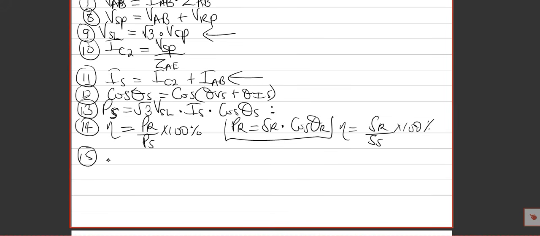Number 15, lastly, percentage regulation. Where you're saying Vs minus Vr over Vr times 100%. So here's your formula. You need to make sure you know how to use it and to use it correctly. So I'm about to do an example in a moment.